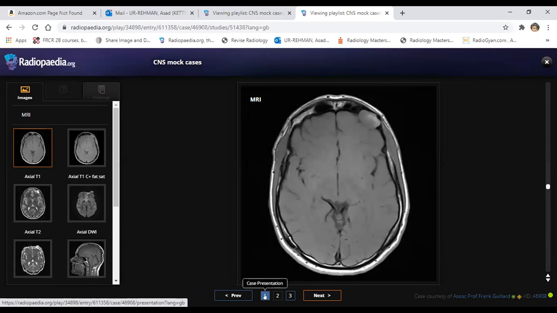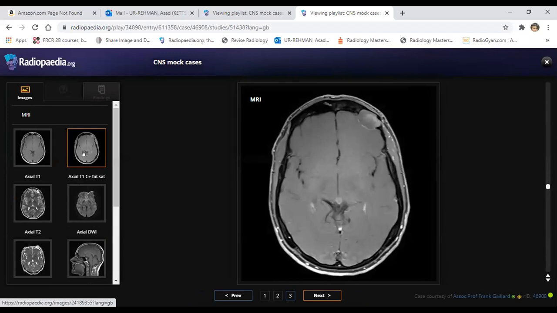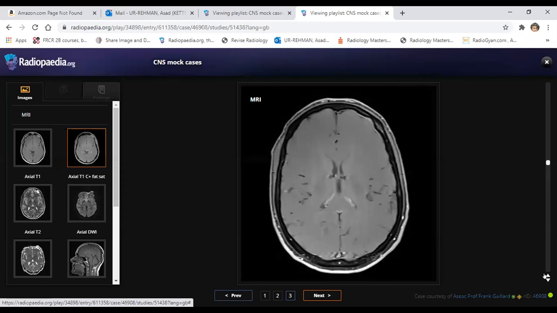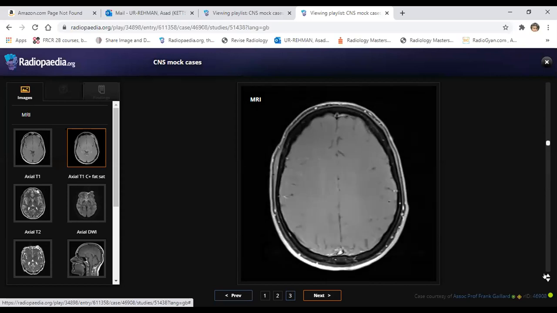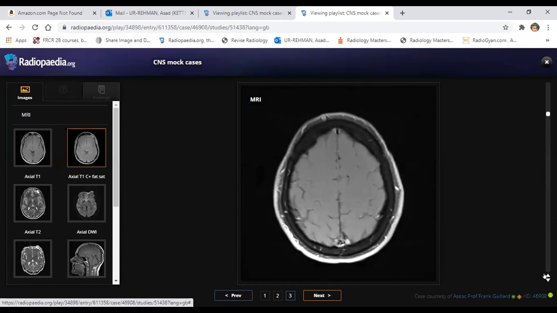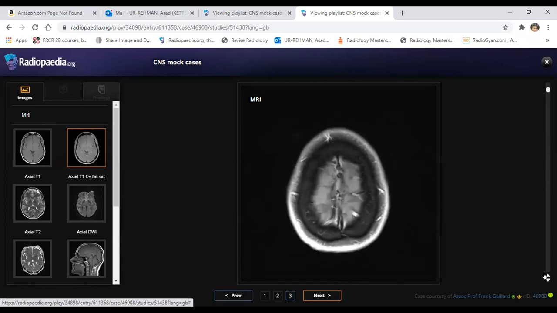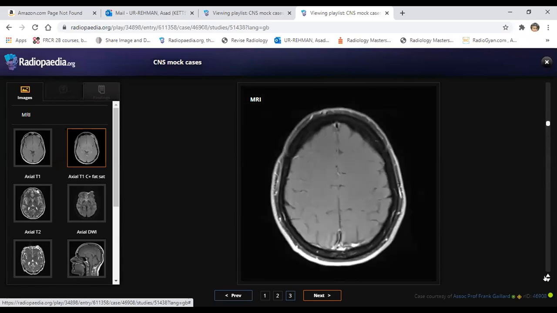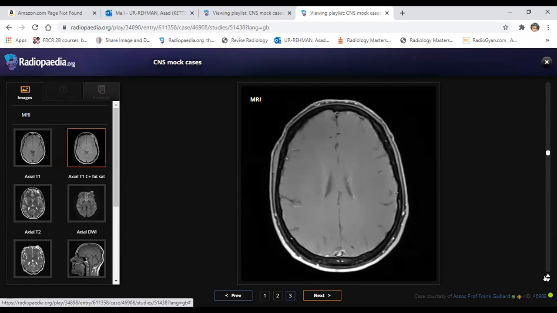Which sequence do you want? You can give me, first I will say the T1, then contrast, then T2. So this is axial T1 post-contrast. Axial T1 post-contrast confirms the findings of a soft tissue intensity lesion with enhancement. So what are your differentials basically? Which other sequence do you want? Can I see the axial T2?